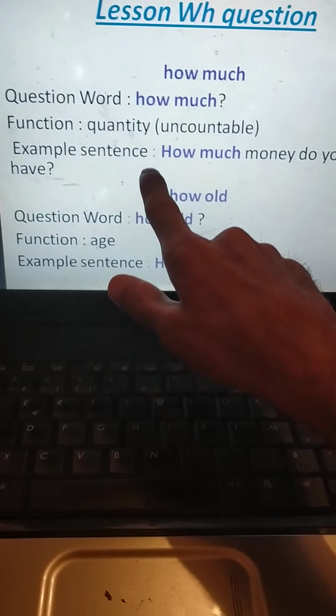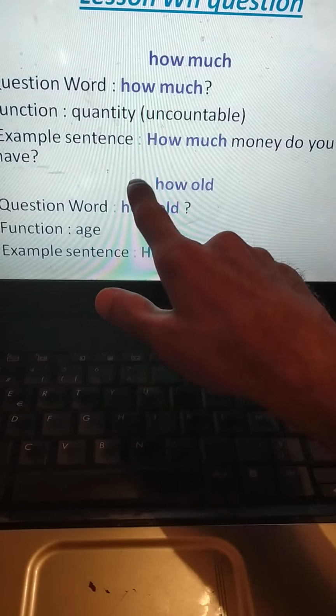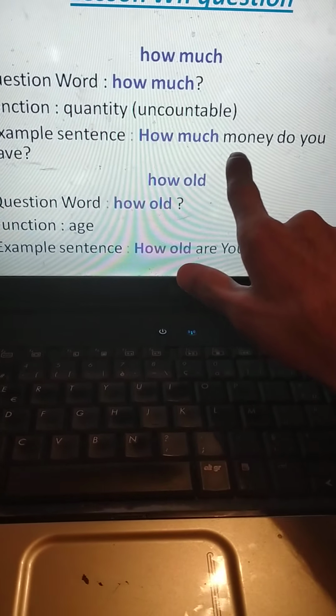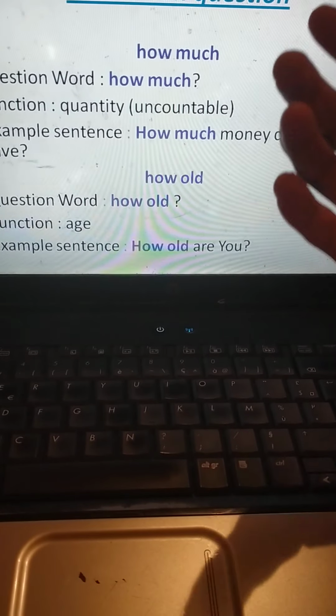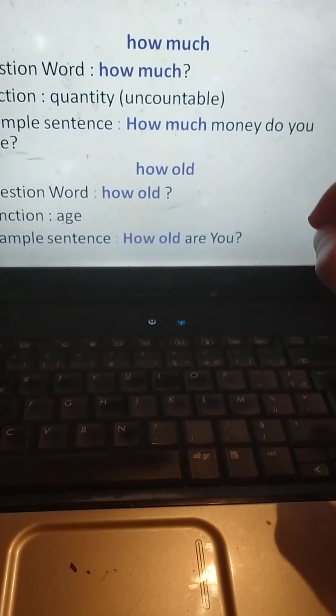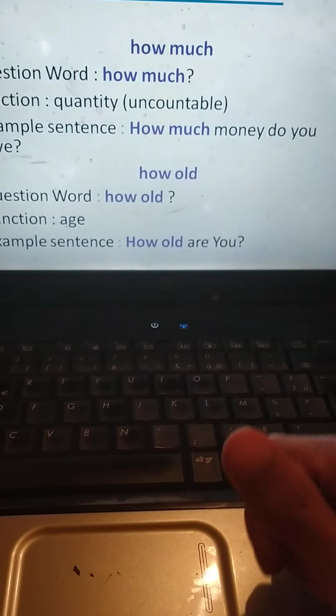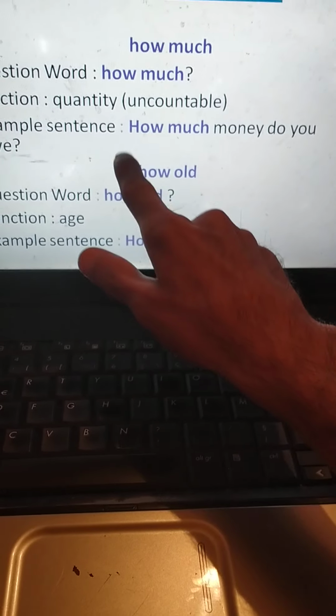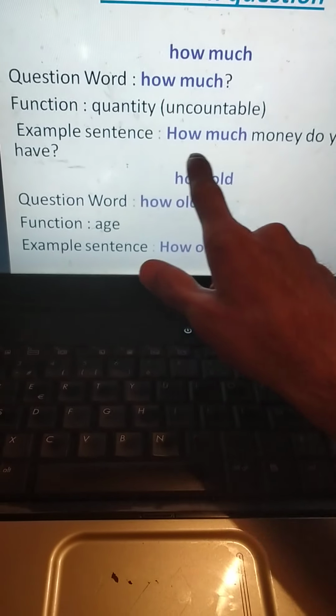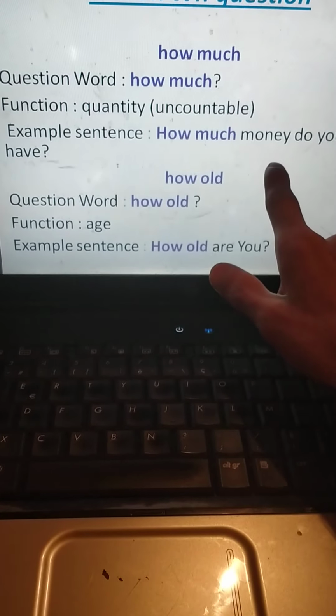Example sentence: how much money do you have? Do you see this word, money? We can't say one money, two money, three money. No, that is false. But we can say one book, two books, three books. So, how much money do you have?